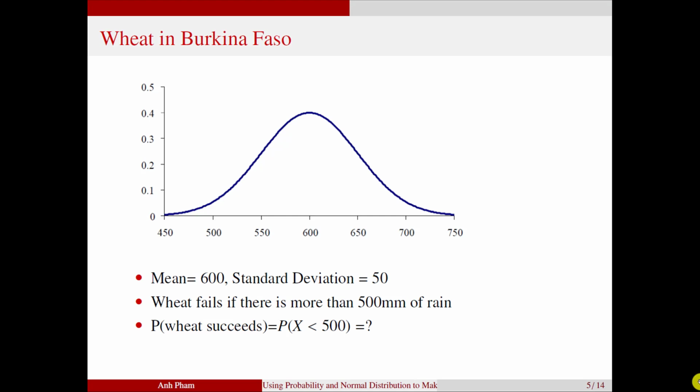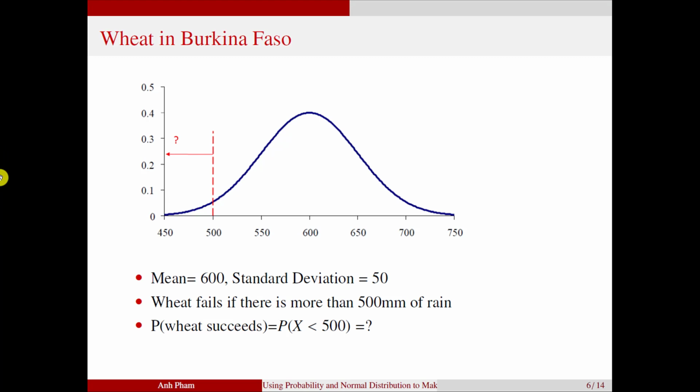So here we are drawing the distribution of rainfall. If it's less than 500 milliliters, wheat is going to succeed. So now we are going to find its probability, or the area on the left of 500 milliliters. That was step 2, where we shade and label the area that we need to find, which is again the area on the left of 500.